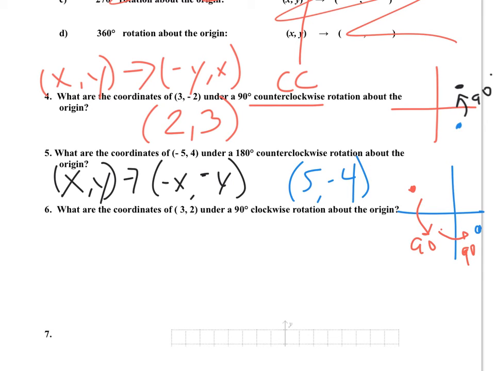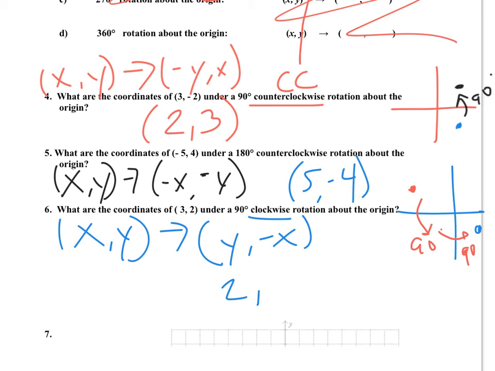All right, on number 6, it says go clockwise 90 degrees. So now we're going clockwise 90 degrees. The rule for that one is to leave our Y alone and do the opposite to X. So I have a +Y, which is 2, and then my X is now a -3.